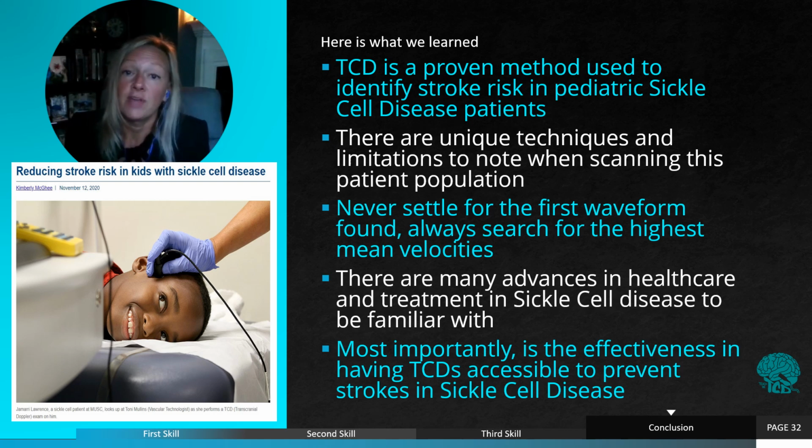There are many advances in healthcare and treatment in sickle cell disease that we should be familiar with. And most importantly is the effectiveness of having TCDs accessible to prevent strokes in sickle cell disease.